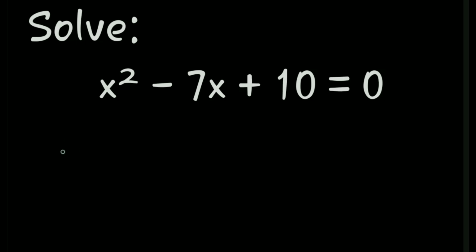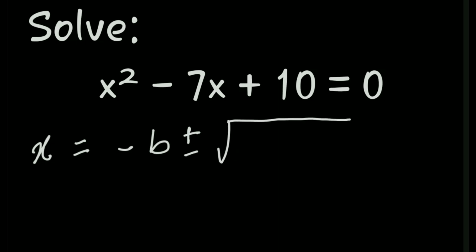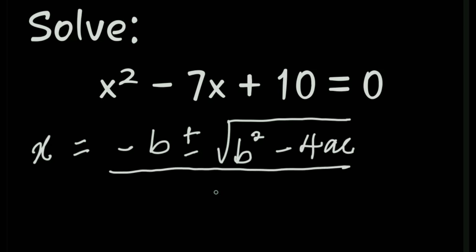And so the formula method states that x equals minus b plus or minus the square root of b squared minus 4ac, all divided by 2a. The formula method can be used to solve all types of quadratic equations. And so we are going to do that here now.